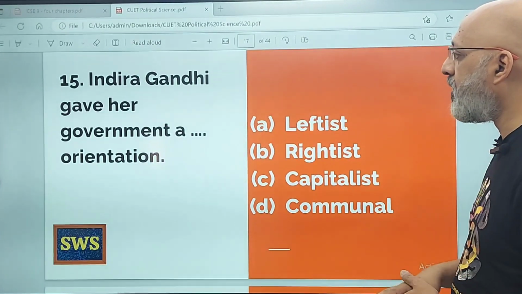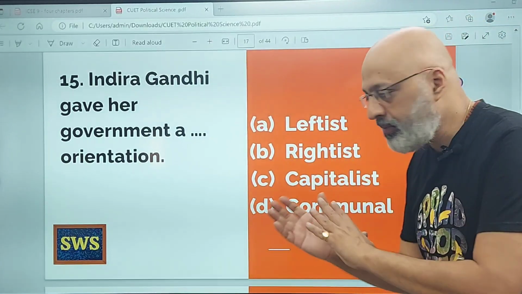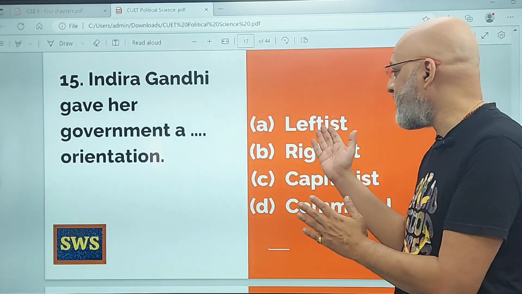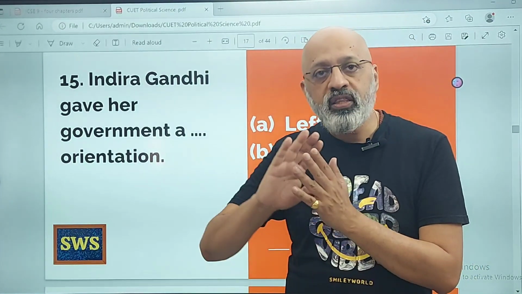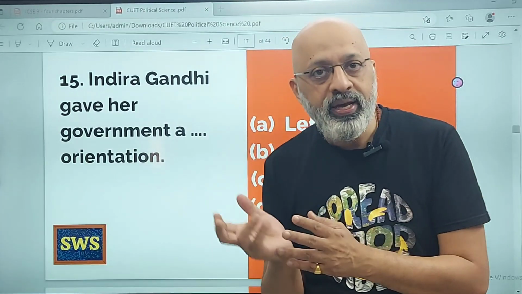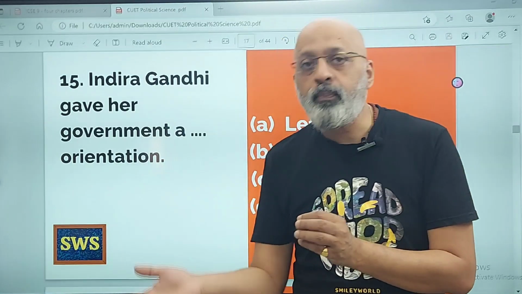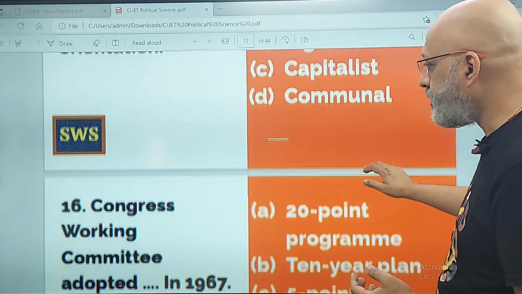Indira Gandhi gave her government a dash orientation. Was it leftist, left-leaning, right-leaning, capitalist-leaning, or communal-leaning? The correct answer is leftist-leaning. Leftist-leaning का मतलब है कि आप गरीब लोगों की तरफ झुकते हैं, उनके लिए कोई भी प्रोग्राम बनाते हैं, so that all your programs are tailor-made to uplift the poor from whatever condition they are.